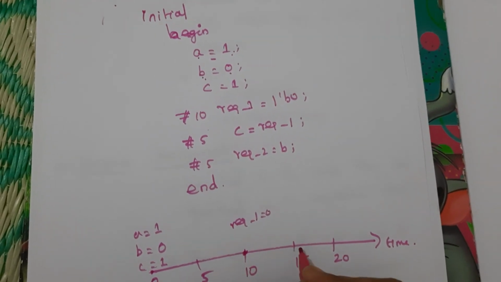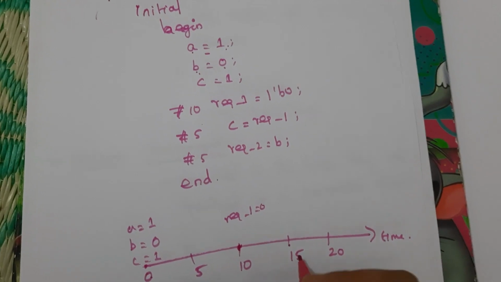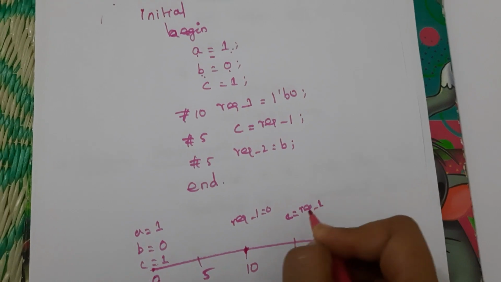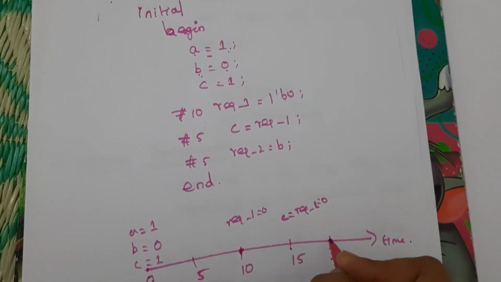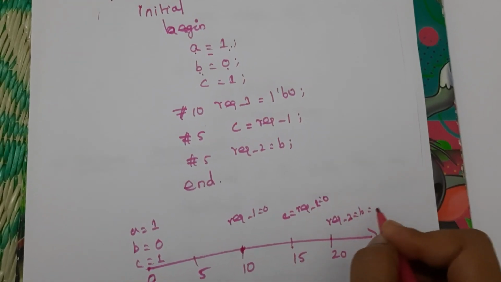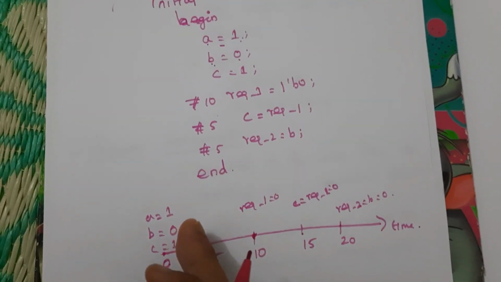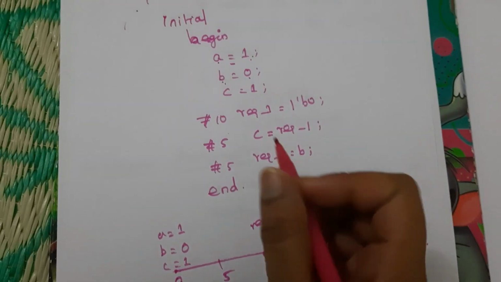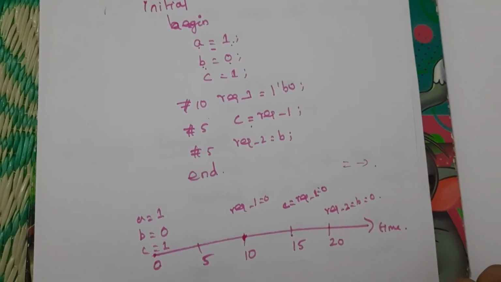Then after 5 nanoseconds, from 10, after 5 nanoseconds, so at 15 nanoseconds, we will get C equal to the reg1 value. Now that is equal to 0. So after 5 nanoseconds, the reg2 value becomes B. Reg2 value becomes B, that is equal to 0. So this is the blocking statement. It performs step by step, that is, in order. So this equal symbol represents the blocking assignment.